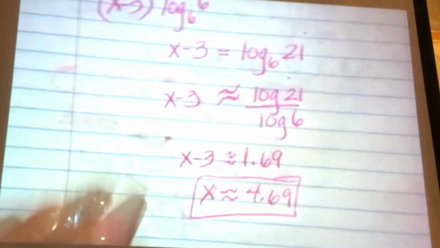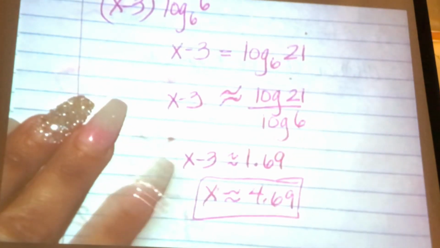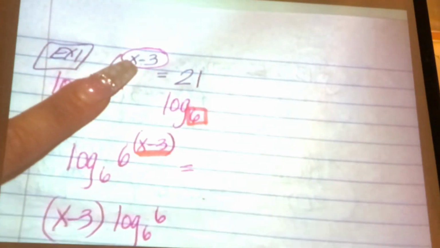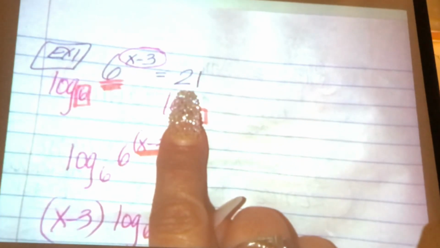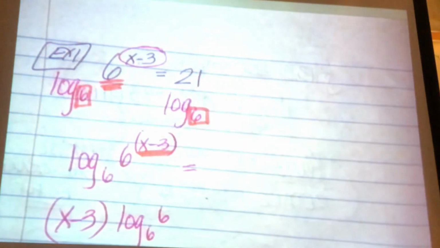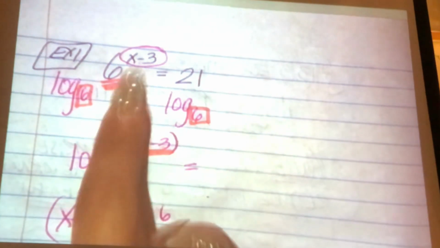How do I check my answer? Do I just say, oh my god, I hope I'm right? What do I do with this? Plug it back into the original equation. Are we going to freak out if it's not exactly 21? Don't be like last year. A lot of my freshmen were like, oh my god, I got it wrong. Please take this 4.69, plug it in, and tell me what you get.